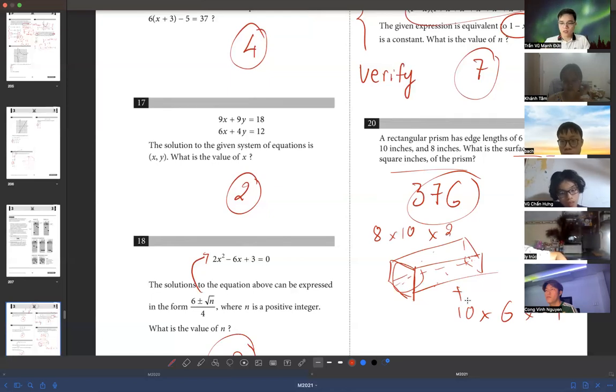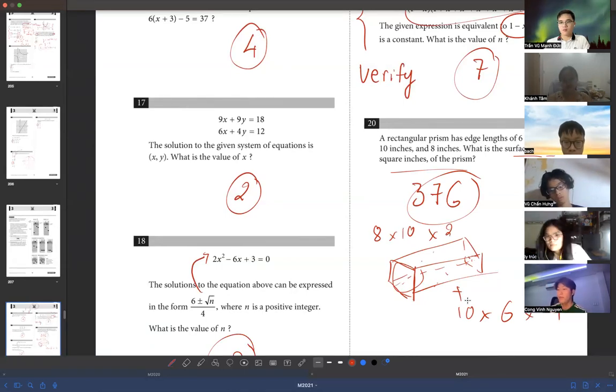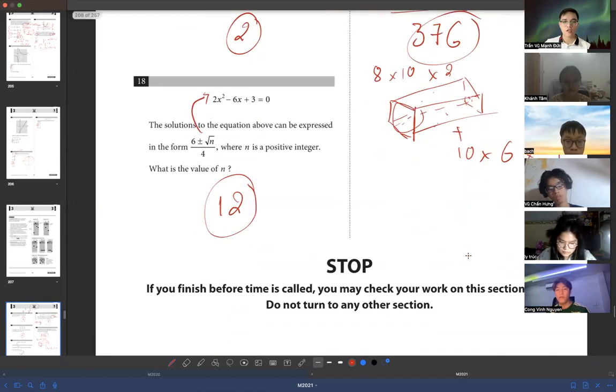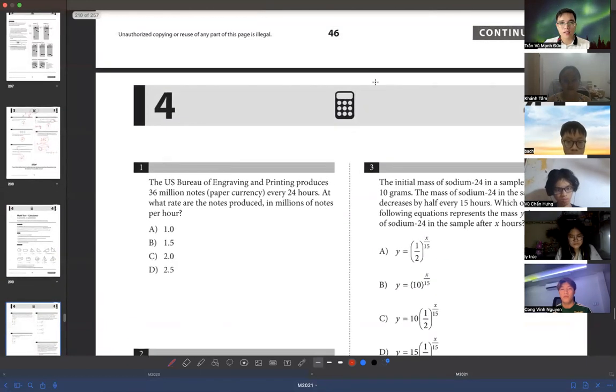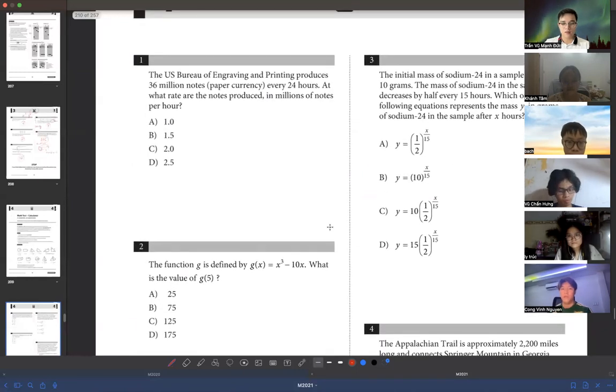Let's see if this is correct. 8 times 10 times 2, and 10 times 6 times 4, and 2 plus 2. Yep, that's it. 376. Right, that's good. Next up, I'm going to glide over this one because this one is calculator enabled, so there's not much to do here.